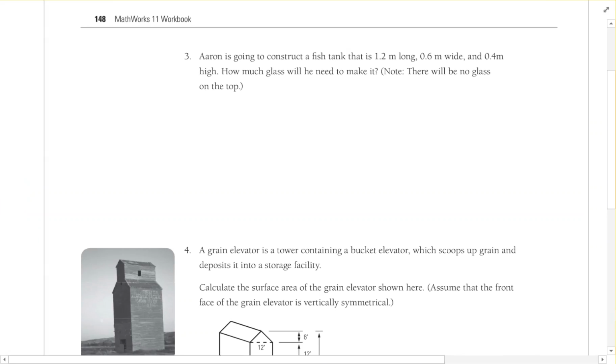Okay, number 3. Aaron is going to construct a fish tank that is 1.2 meters long, 0.6 meters wide, and 0.4 meters high. How much glass will he need to make it? Note, there will be no glass on the top. So what I would recommend is drawing a 3-dimensional object that has these dimensions. So go ahead and answer 3 now.